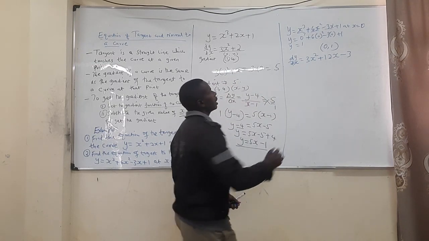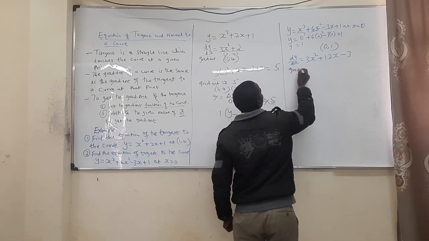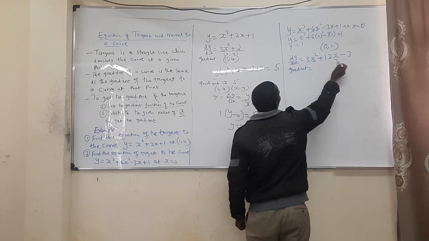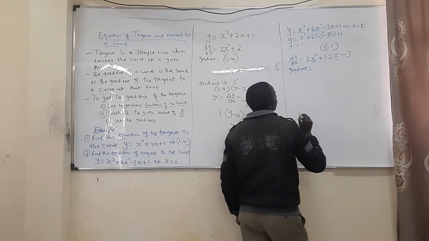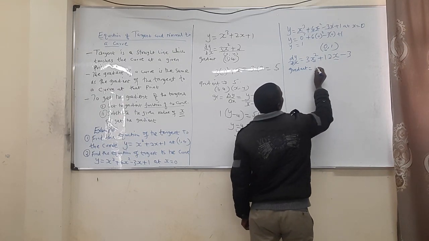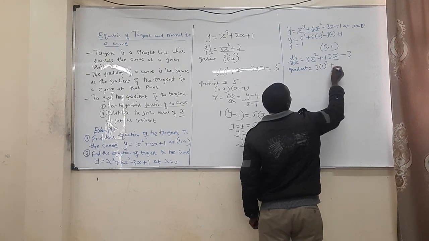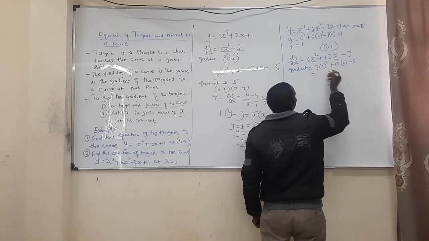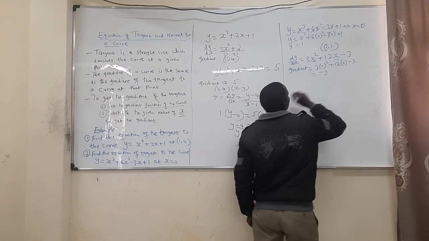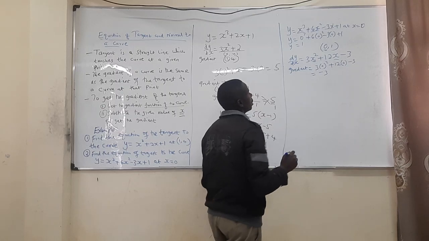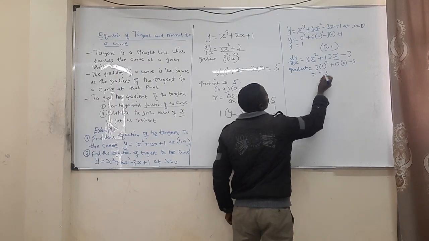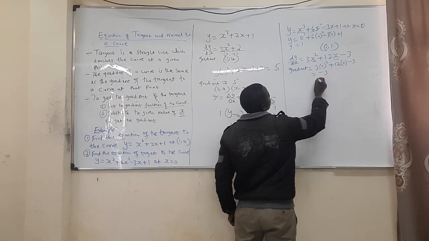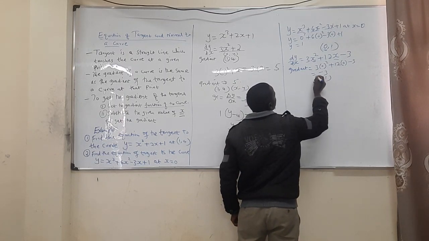Then to get the gradient now, we are going to replace the value of x in this function with the 0, our x value that we have been provided. So 3 times 0 squared plus 12 times 0 minus 3. This I'm going to get 0, 0 minus 3. So our gradient is minus 3. And then we have a point where the tangent is passing, that is (0, 1).